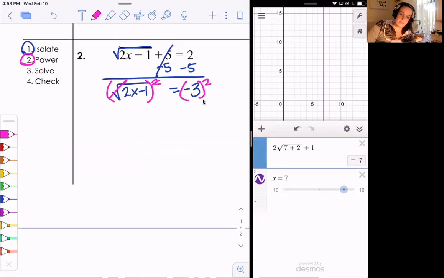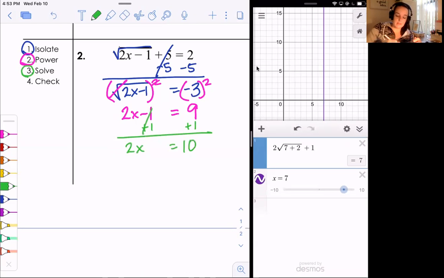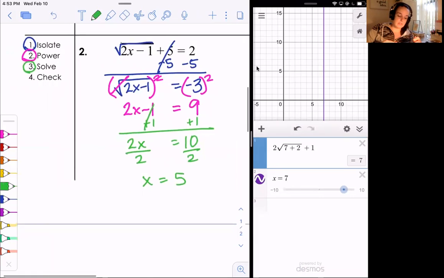Square root and square cancel. 2x minus 1 equals -3 squared. -3 times -3 is positive 9. Right? Positive 9. So that was my second step, taking it to a power. Third step, solving, adding 1. 2x equals 10 and dividing by 2. Right? x equals 5. I think my answer is x equals 5, but I do still need to check it.